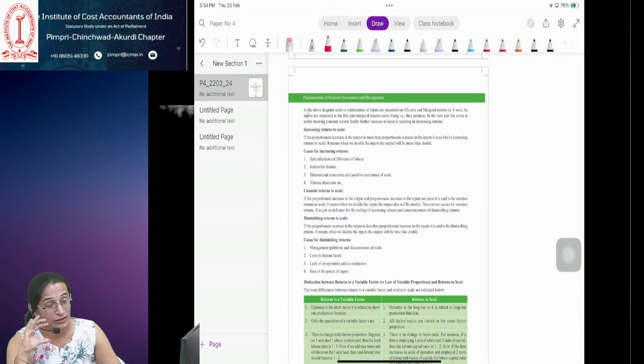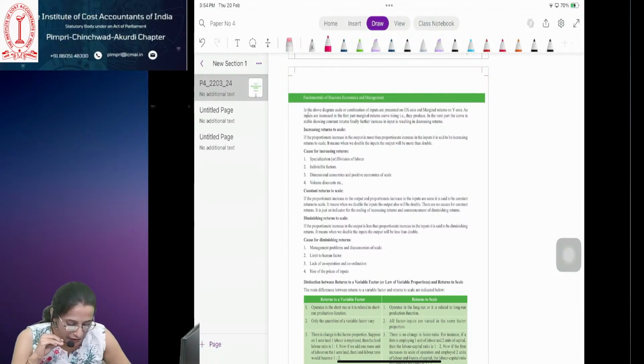Constant. When the change is constant, it means the increase is the same, right? And in decreasing returns to scale, what impact will it bring if the input is doubled? More than double, less than double, constant? So we will read this now.